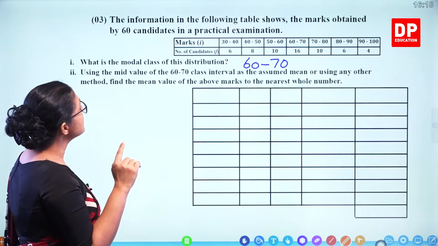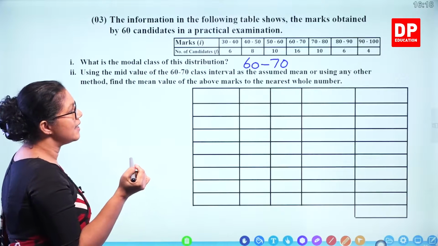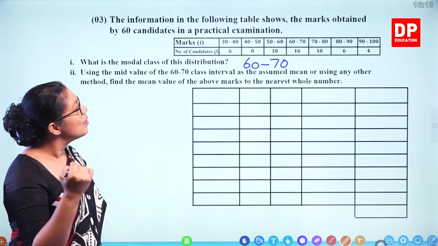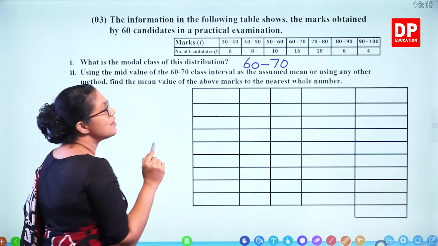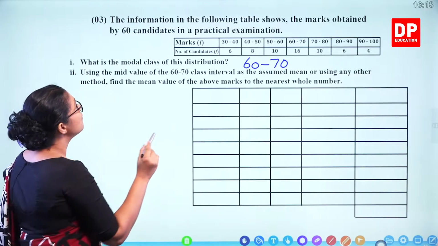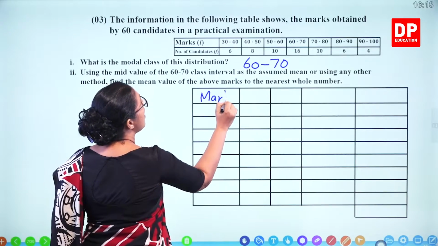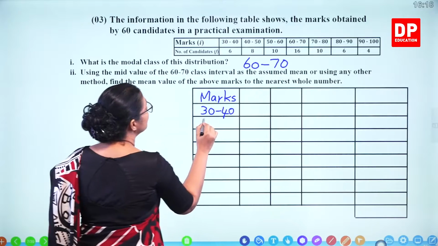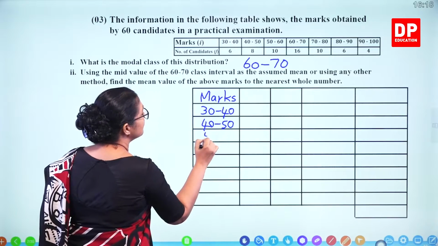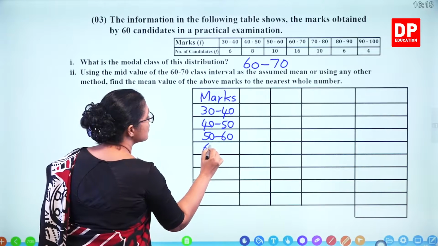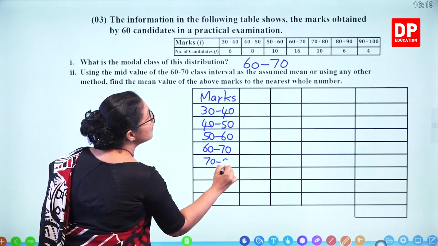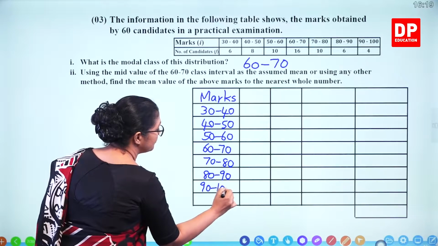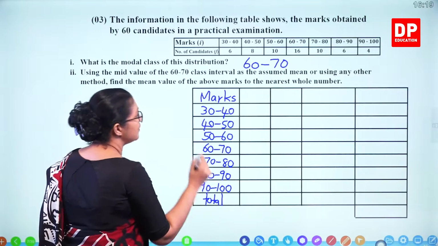Using mid-value of 60 to 70 class interval as the assumed mean, find the mean value and you have to round it to the nearest whole number. So we'll first write down marks, and here 30 to 40, 40 to 50, 50 to 60, 60 to 70, up to 100. And you can write down the total here.